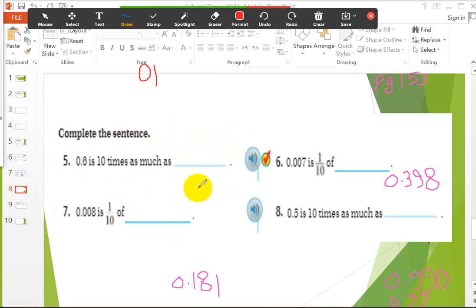So in which number is less than 0.6 by 10 times? So this is the greater number. Okay? This is the greater number. And I want to find the smaller one. The smaller than 0.6 by 10 times. The smaller by 10 times.